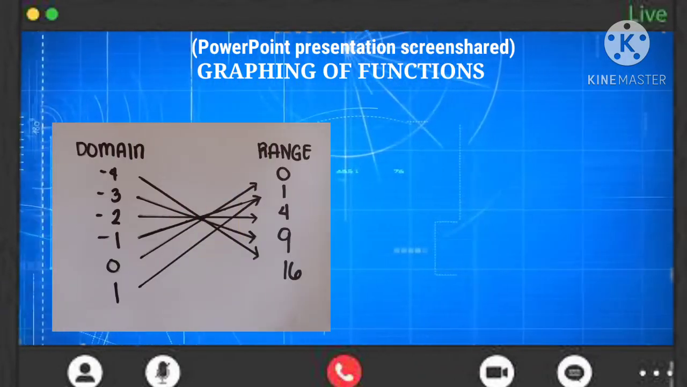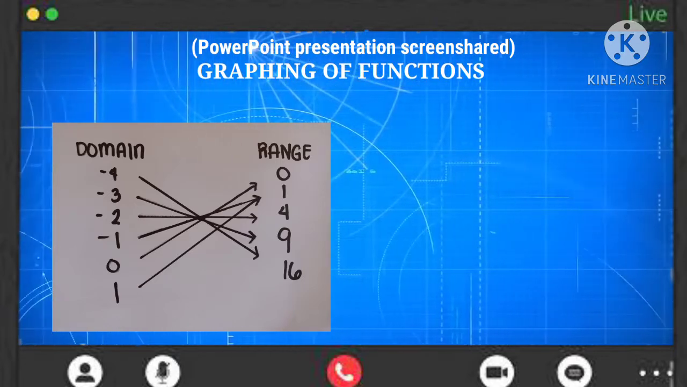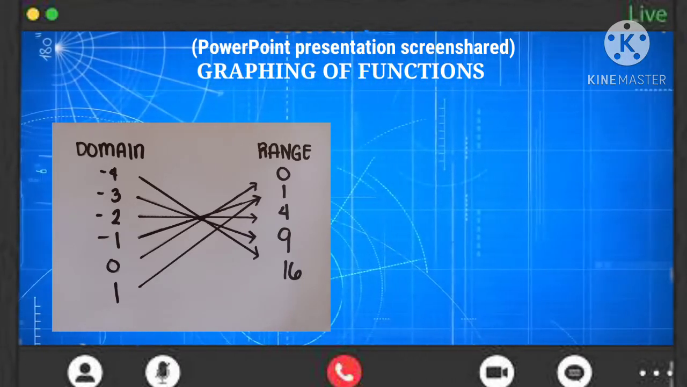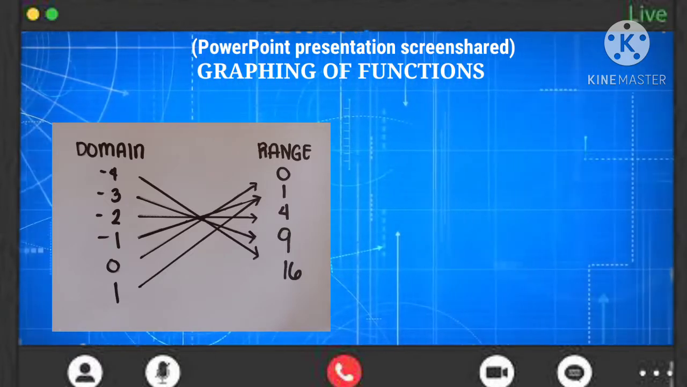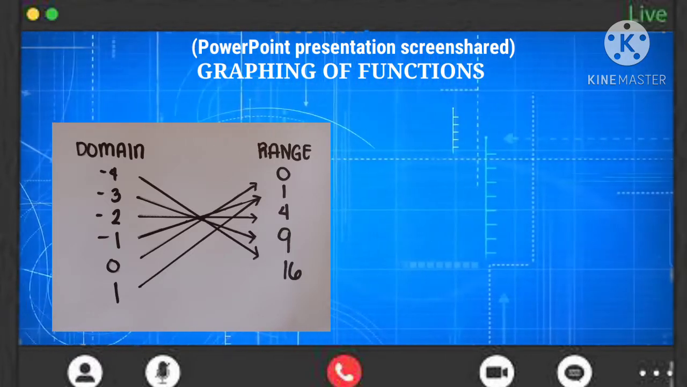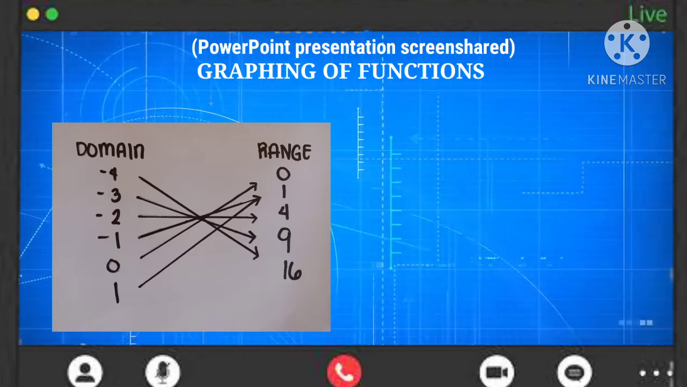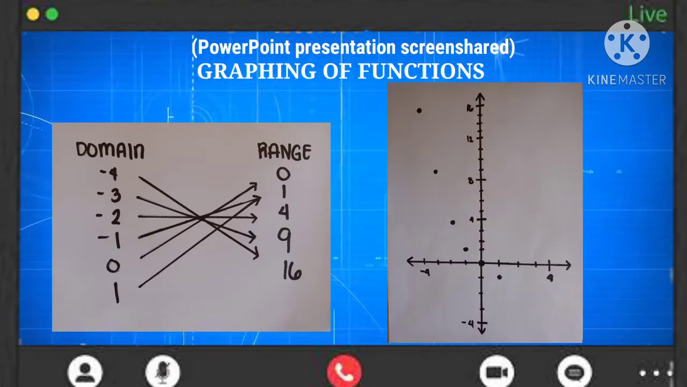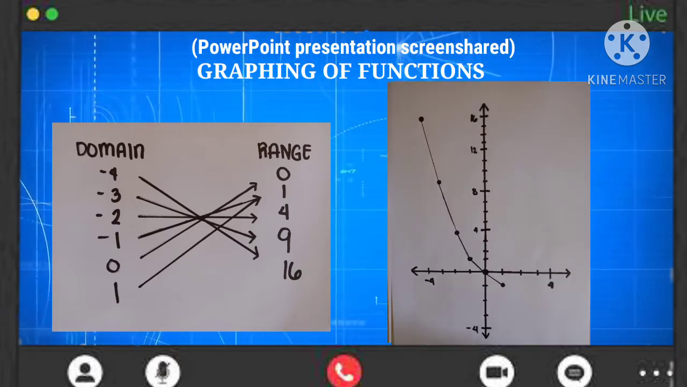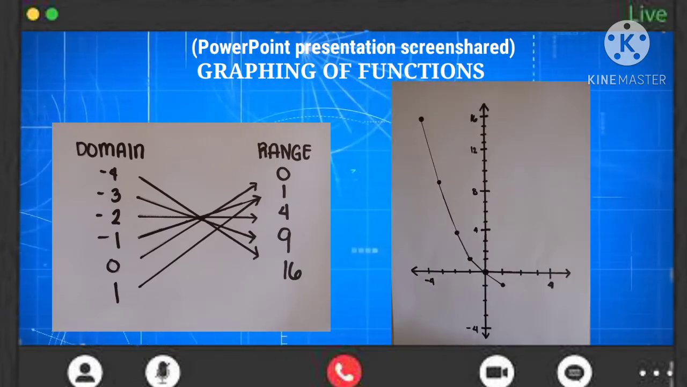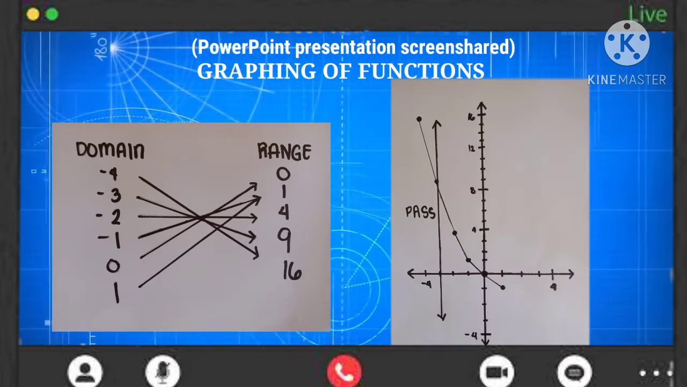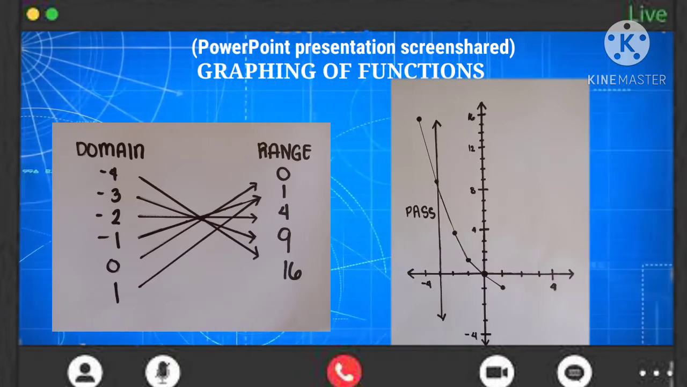We have here the domains negative 4, negative 3, negative 2, negative 1, 0, and 1. These are connected respectively to the ranges 0, 1, 4, 9, and 16. Let's map this on the Cartesian plane. Now class, if we draw a vertical line through each of the points in the graph, each line would touch only one point. So this is a function.